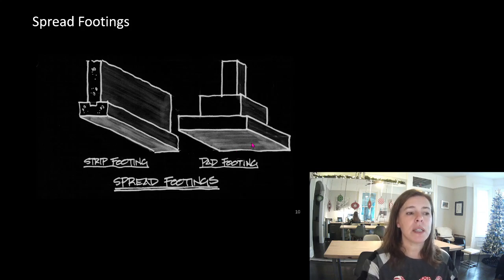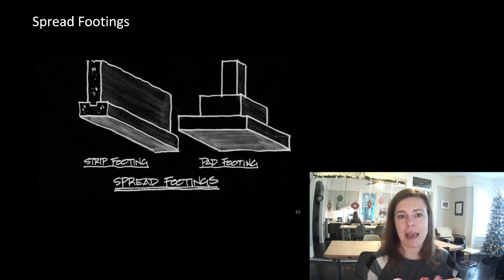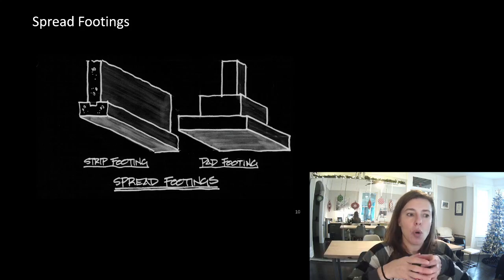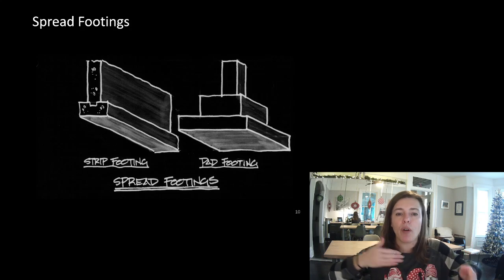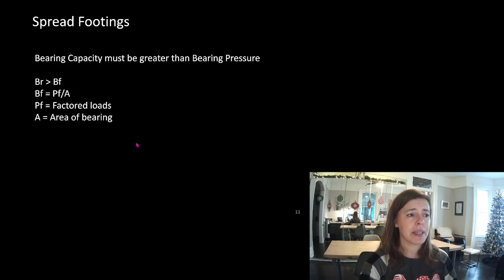We will often call a spread footing under a wall a strip footing, and a pad footing a spread footing. Even though we'll toss these three terms around, spread footing, strip footing, pad footing, we know they're all the same thing, just maybe in slightly different configurations. What we're saying there is if we have a load, we're spreading it out over an area on the soil. So what does that look like?